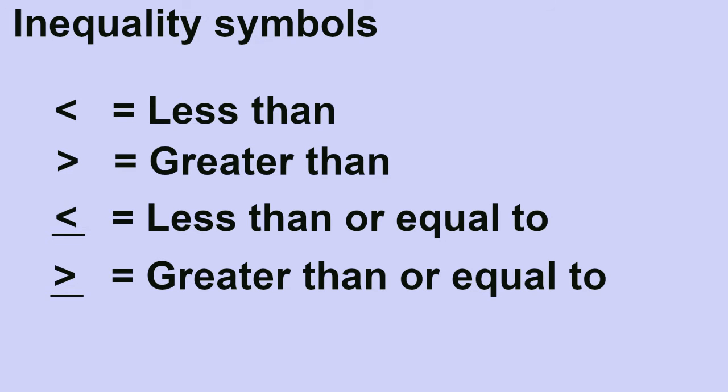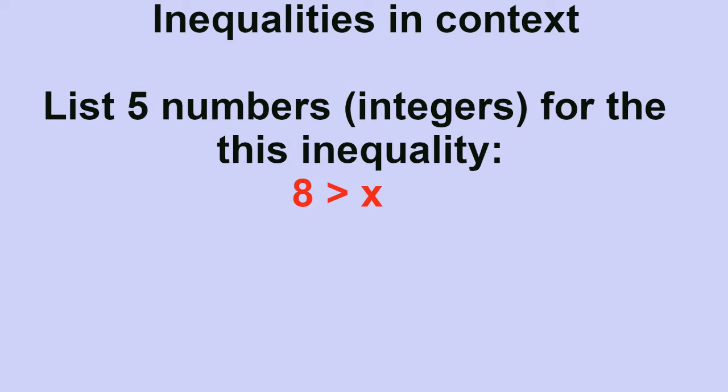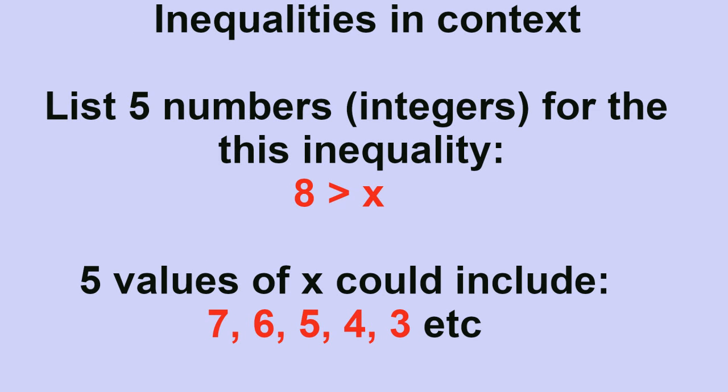Okay, so let's look at a typical GCSE type question. It says list 5 numbers or integers for this inequality. Now, you need to be able to read the inequality, and in this case it says 8 is greater than x. So all the values of x are going to be less than 8. Okay, so let's list 5 numbers, integers, for this inequality. They could be 7, 6, 5, 4, 3, and so on.